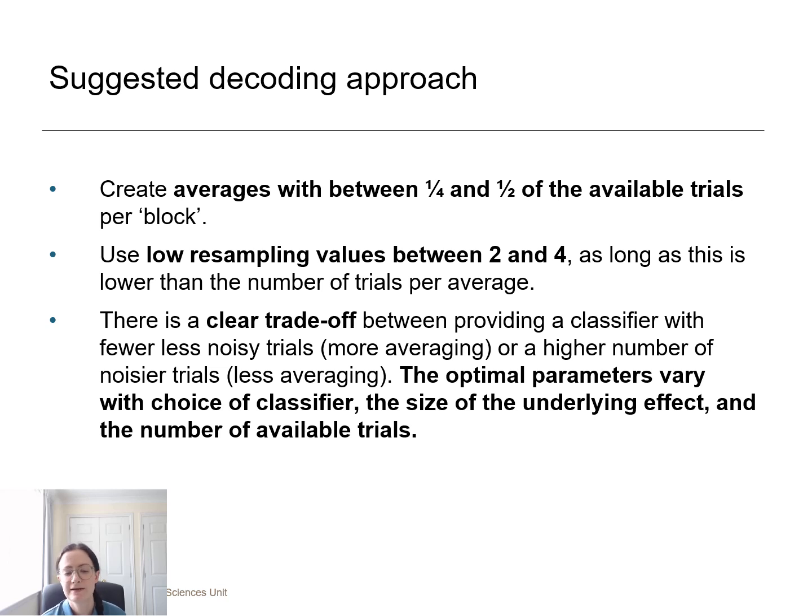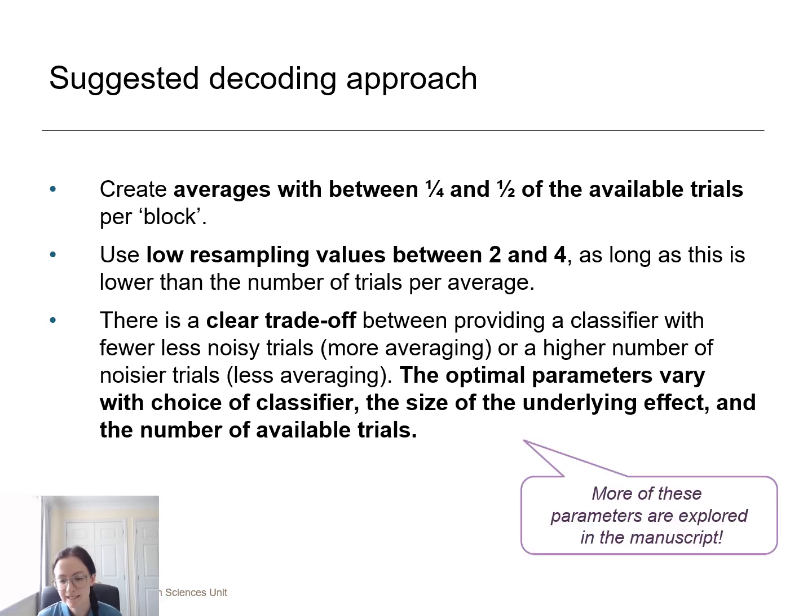And obviously, there's a clear trade-off between these two things, so providing a classifier with fewer cleaner trials or higher noisier trials. The optimal parameters do seem to vary quite a lot between different classifiers with different underlying effect sizes, and also with the number of trials that you have available. Much more of these parameters are explored in the manuscript, which should be submitted soon.